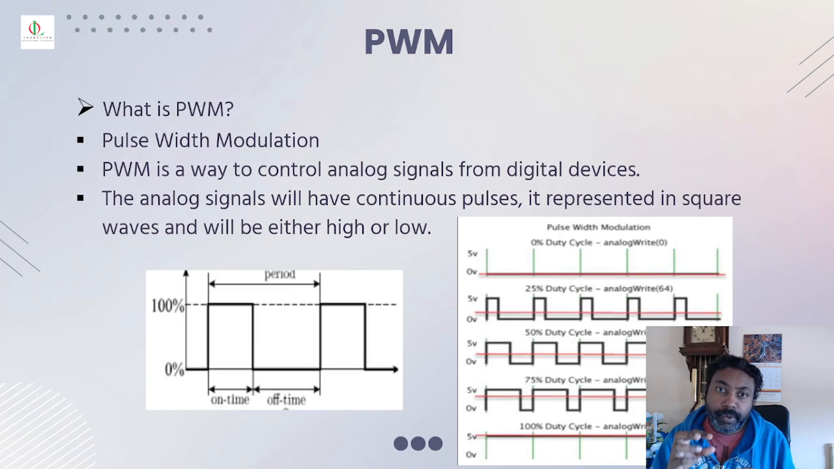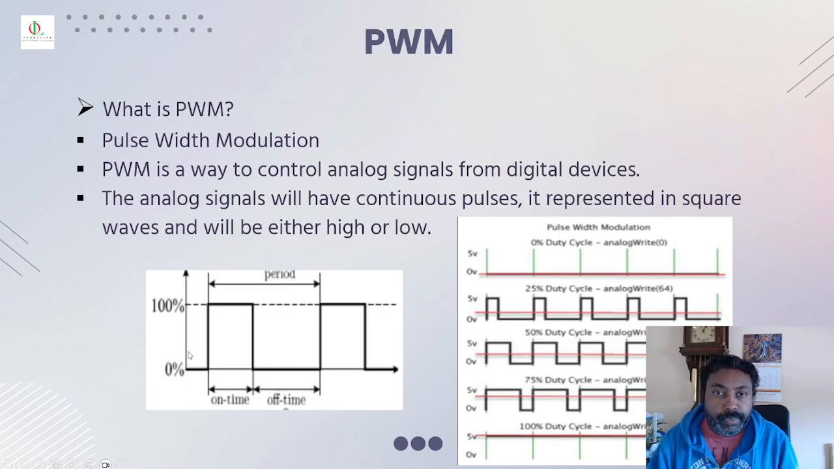For example, if you want to control the brightness of a globe or a bulb or an LED, you can do so by using the pulse width modulation technique, and you can brighten the LED or you can dim the LED. And also, with PWM, you can control the speed of the motor. You can slowly slow it down and you can rev it up and make it go faster. So that's where pulse width modulation comes in.